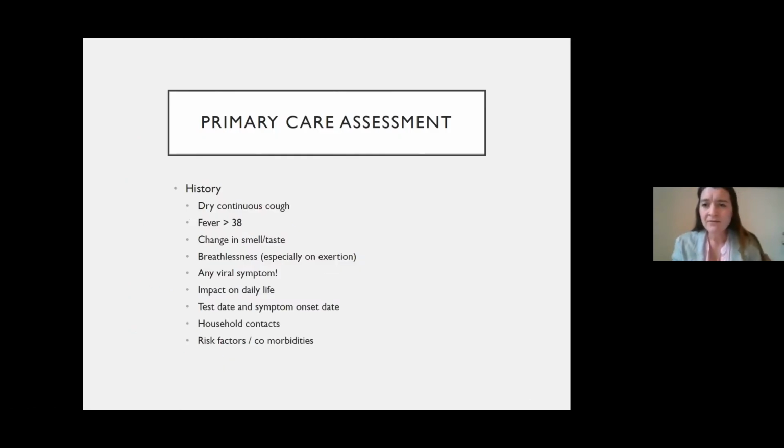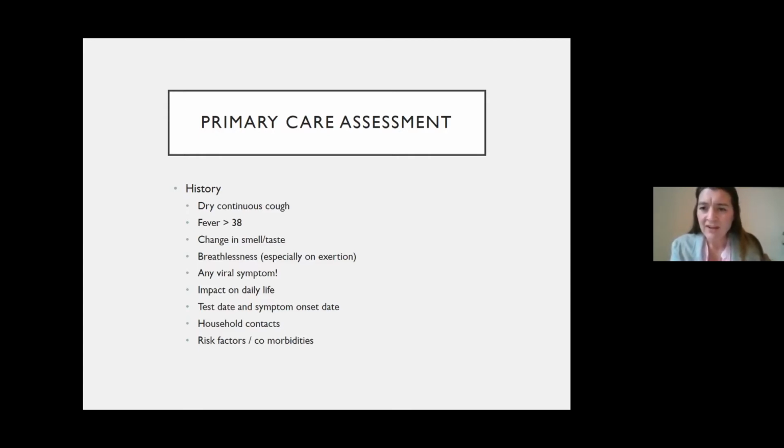So in terms of a GP in primary care, and if you have a patient presenting to you who has possible COVID symptoms, what is it that we need to know from the history? Well, as I mentioned before, there's obviously the general viral typical symptoms that people will tell you about, and most specific to COVID are the dry, continuous cough, and then the loss of smell and taste, as well as a fever, which is defined as having to be over 38 degrees Celsius.